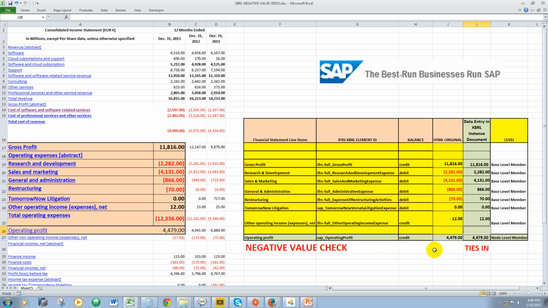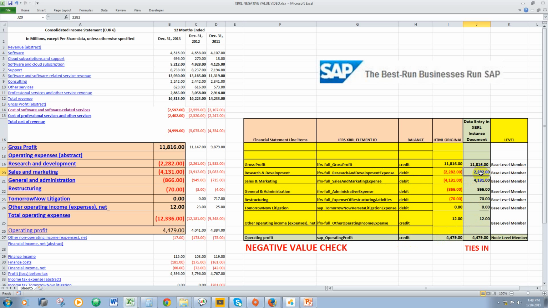So now let us key in research and development expense in a negative way, like let us key in 2282, because it is showing in parentheses and in red in the HTML document. So let us key in and find out how the operating profit, which has a credit balance, is being impacted when we key in the base level member, that is research and development expense, having a debit balance. And let's see what happens to the operating profit when we key in these numbers negatively.